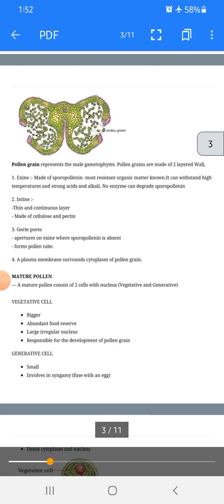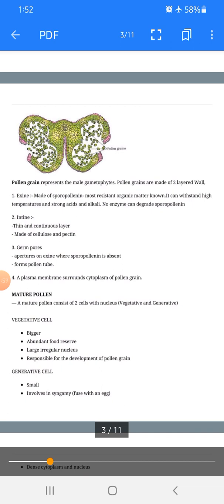Pollen grain represents the male gametophyte. Pollen grains are two-layered, exine and intine. Exine is made up of sporopollenin, that is the most resistant organic matter known. It can withstand high temperature, strong acid and alkali, and no enzyme can degrade sporopollenin, and this is the reason why pollen grain fossils are still found. Intine is the thin and continuous layer made up of cellulose and pectin, that is pectocellulose.